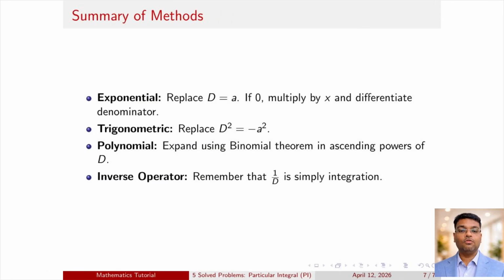In summary, for exponential functions, replace D with a, and if the denominator becomes 0, adjust using the failure rule. For trigonometric functions, use the rule D squared is equal to minus a squared. For polynomial functions, apply the binomial expansion using the binomial theorem.